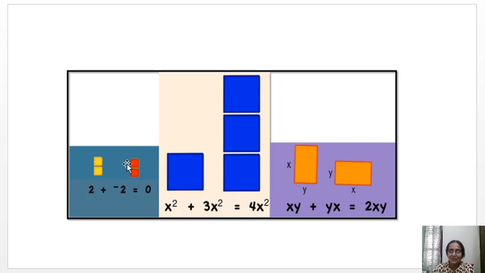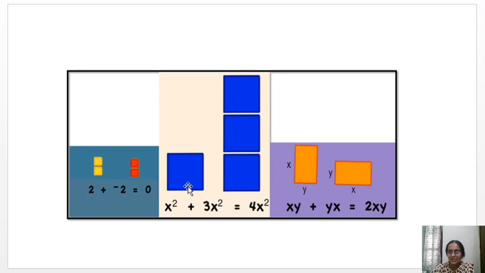Now we will go through the algebra tiles once again. There are 2 yellow square shapes here. It represents plus 2. 2 red square shapes here. It represents minus 2. 2 plus minus 2 is 0. Right, that you have gone through. You are familiar with this figure from your integer chapter.